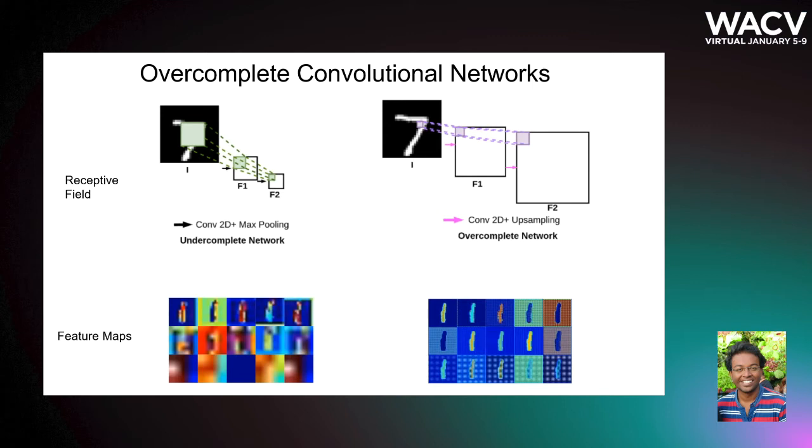So similarly, for convolutional neural networks, we take the input image to a higher dimension spatially by using upsampling layers after convolutional layers. We can notice that this causes the receptive field to get constrained and thus focus on more fine features when compared to normal undercomplete networks. The feature maps extracted also show us the difference in the features that are extracted.